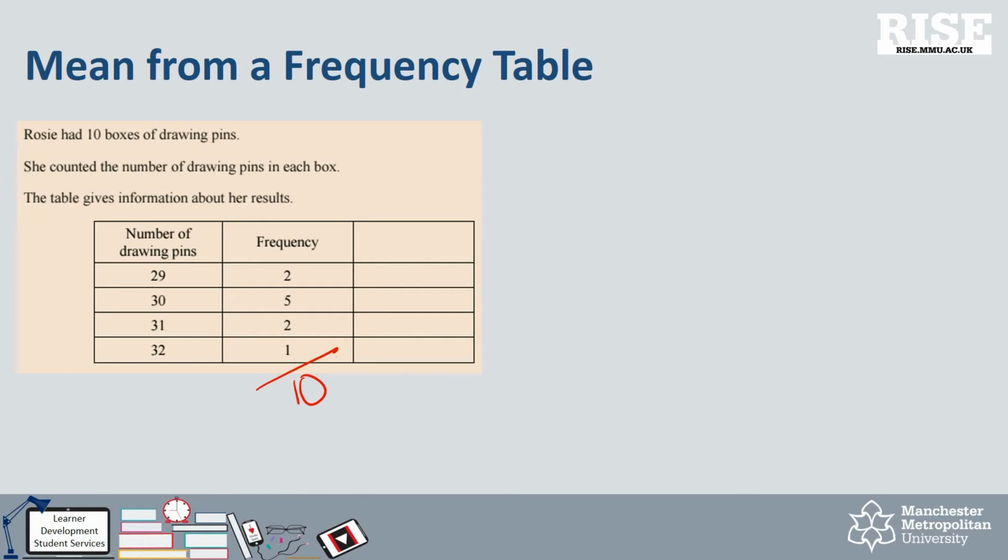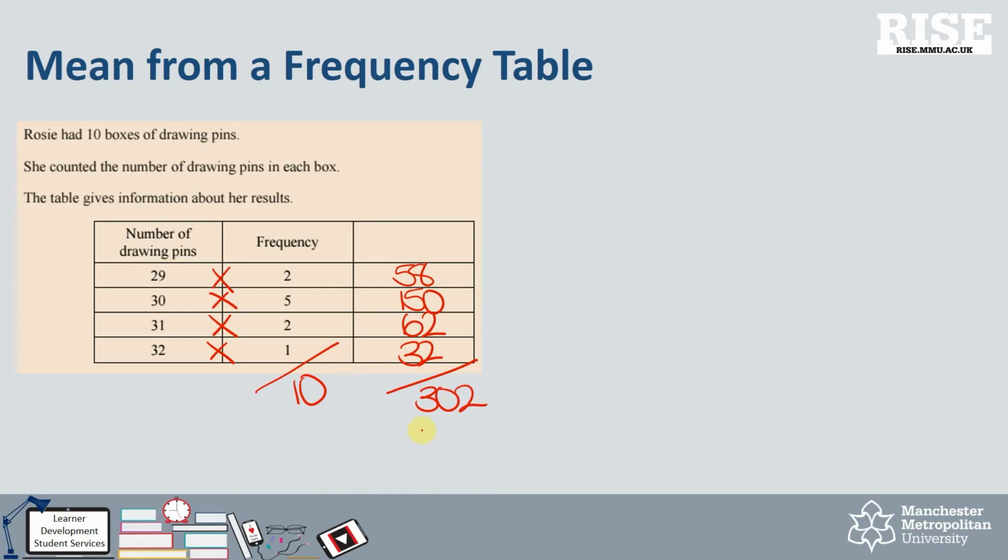Now I need to find how many drawing pins there are. So 2 boxes had 29 drawing pins. In total then, those 2 boxes had 58 drawing pins amongst them. I got that by multiplying them together. If I multiply the 30 that were in 5 boxes each, I've got a further 150 drawing pins. 2 boxes had 31 in each, so that's a further 62 drawing pins, and 1 box had 32 in, so that's a further 32 drawing pins, which gives me a total drawing pins of 302.